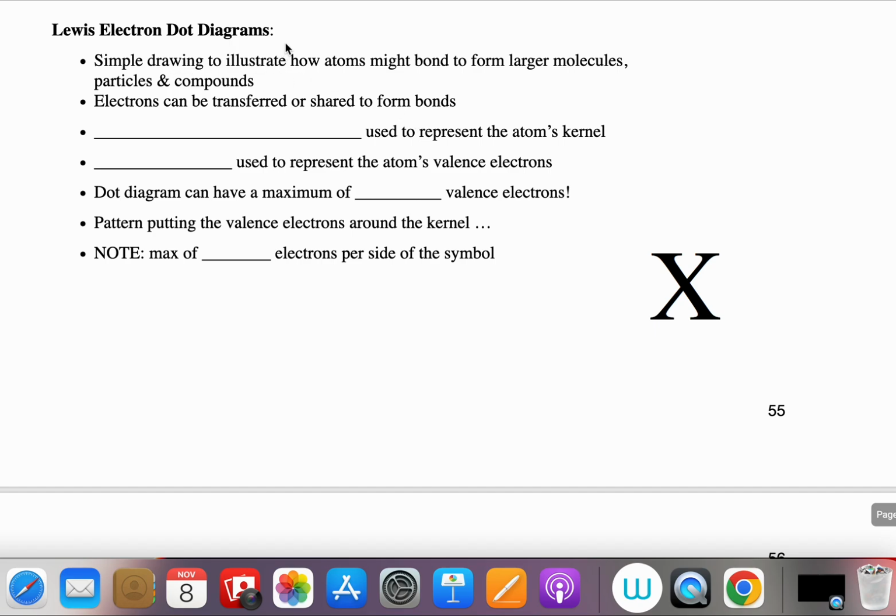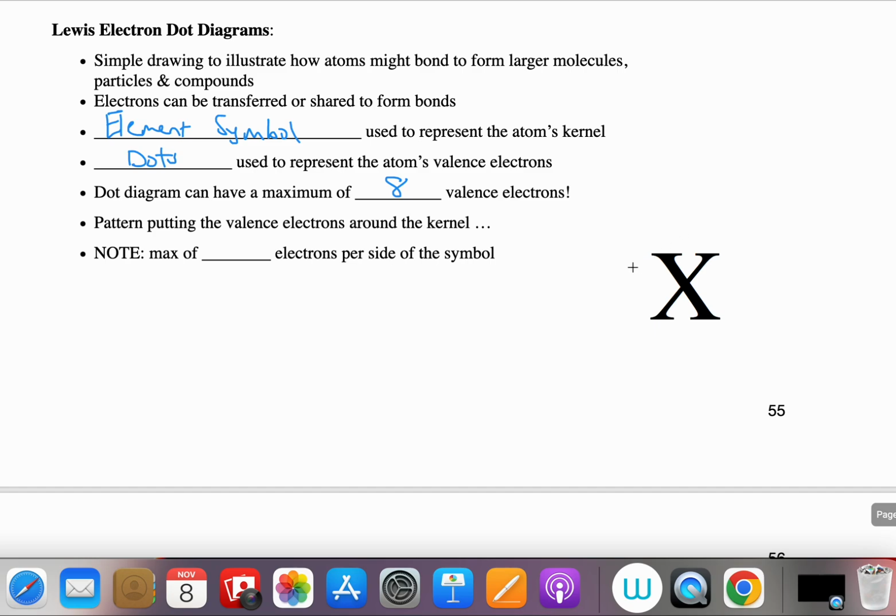In the Lewis dot diagrams, the element symbol is used to represent the atom's kernel. The dots in the diagram are used to represent the atom's valence electrons. Any dot diagram can have only a maximum of 8 valence electrons. Next is the pattern in which we place the electrons around.